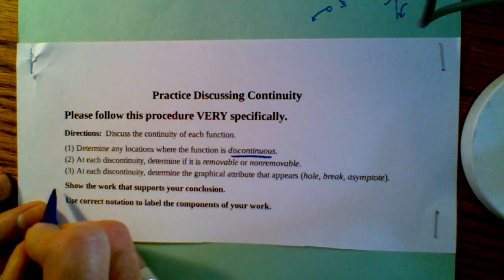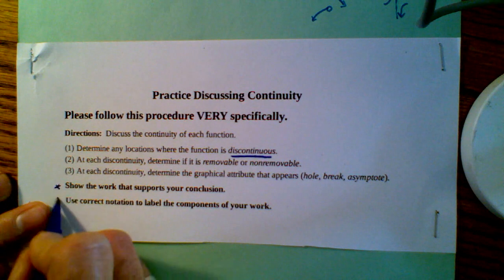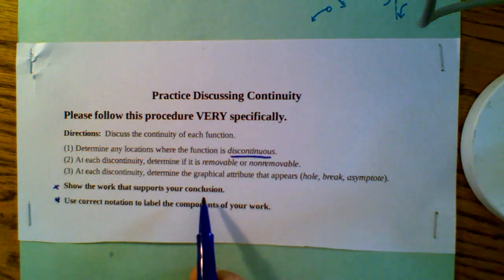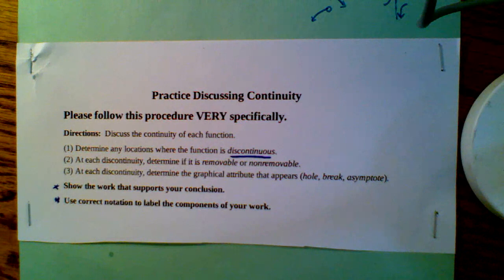Okay, but here's the kicker, and this is where it gets tricky, and please watch the examples on the other videos. We must show the work that supports the conclusion. You can't just say it's discontinuous here. Even though some might seem obvious, the work is very important as we go through this. So use the correct notation to label the components. Watch these examples very carefully, and I will follow this procedure.